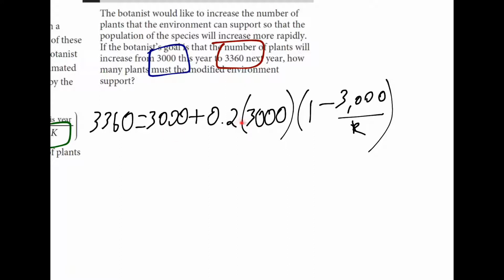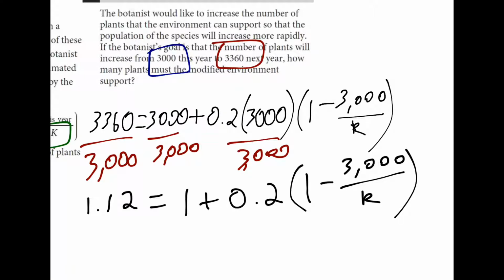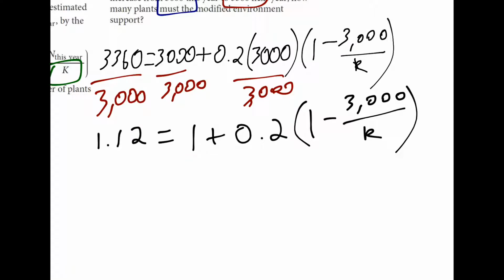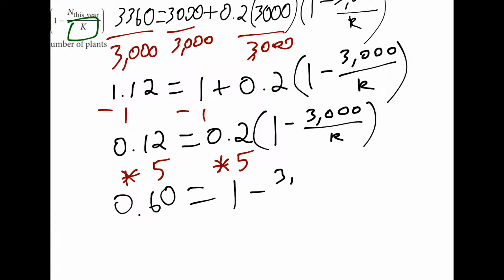When I replace those variables as such, this is what I get. My current population, plus 20% of it, controlled for the maximum population, is going to be equal to 3,360. If I want to solve for K, I can divide everything by 3,000. So I'll divide here, I'll divide here, and I'll divide here. And I'm left with this equation. I can subtract 1 from both sides to cancel out this 0.2. I could divide by 0.12, which is the same thing as multiplying by 5. And if I do this, I'm left with 0.60 on the left and 1 minus 3,000 divided by k on the right.